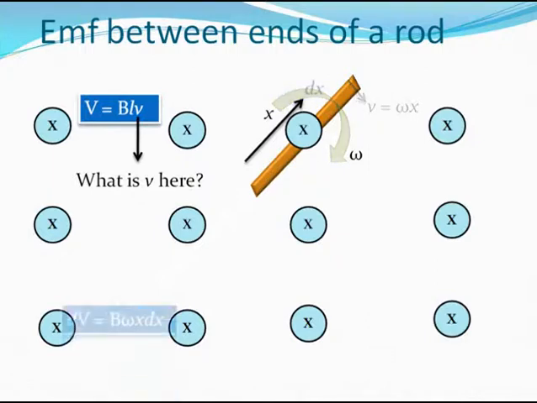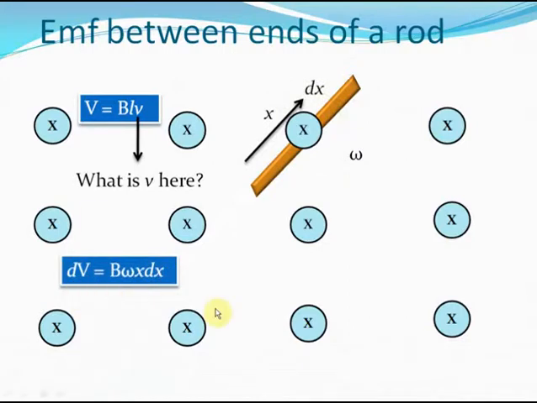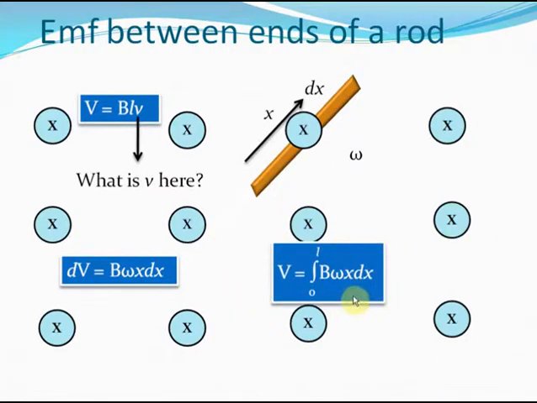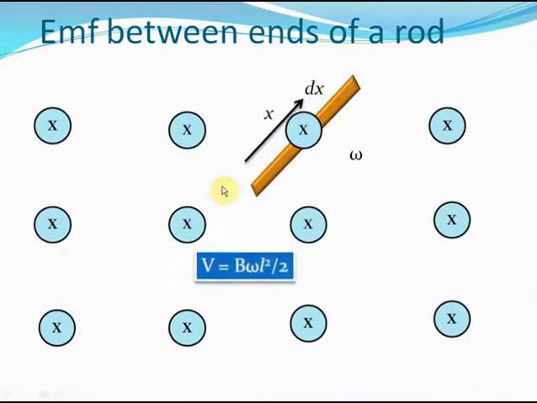So again, as you can see, dV, or the elemental EMF for an element that's at a distance x from the center, is B omega x dx. BLV: L for the element is dx. V, the velocity for the element, is omega x. When we simplify this expression and integrate from 0 to L, that is throughout the length of the rod, because the length of the rod is L, we get the value of the net EMF induced on the rod as B omega L square by 2.